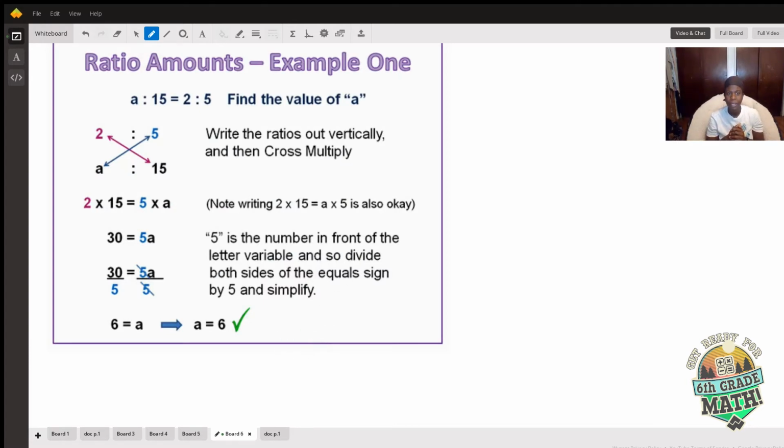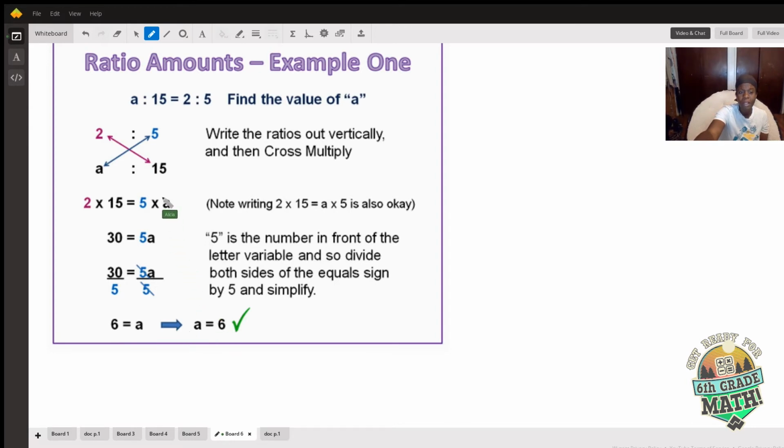So another example of finding a proportion. This is a to 15 equals 2 to 5. So you set up the two different ratios, 2 to 5, a to 15. You cross multiply. You get 2 times 15 on one side, 5 times a on the other side. You would do the math. So 2 times 15 gives us 30. That's equal to 5a. 30 divided by 5 is equal to 5a. And then you cancel out the 5 on both sides. And then you're left with 6 equals a, or a equals 6.